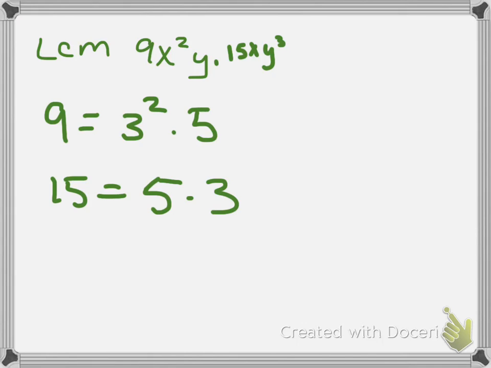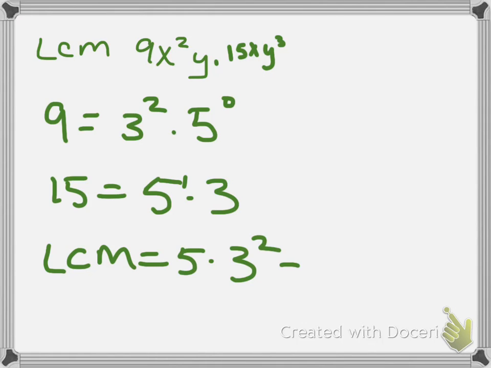It's kind of like having 5 to the 0 power, because 5 to the 0 power is just 1, right? So remember, we're taking the highest. So our least common multiple would include a 5, and then 3 squared. And then you have to do your letters too, right? Very good. So that's for our numbers.